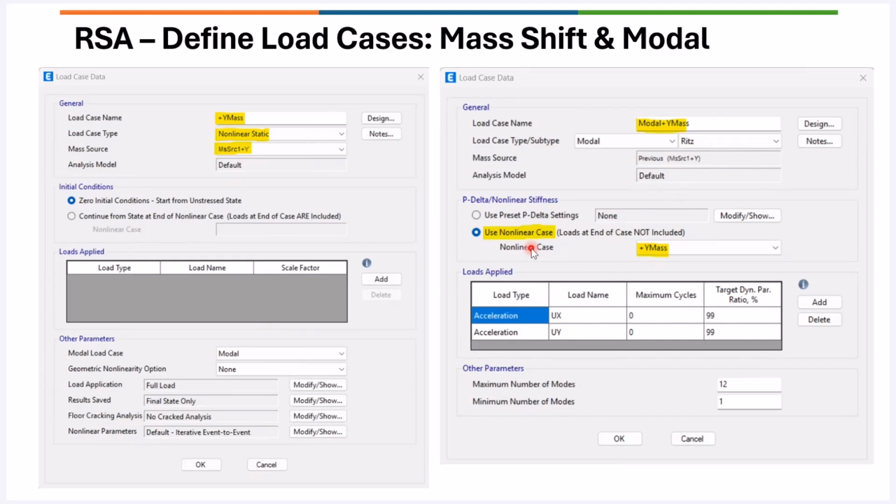I'm using Ritz here. It's okay. And then under the P delta nonlinear stiffness, in most cases it will be use preset P delta settings. That is, if any P delta settings are considered, that will be taken as the starting stiffness. But here we will specify this nonlinear case, which is this one. You can also see this mass source updated for this specified. It is the same model mass as previous. It's just a copy of it, and then we are updating it as a new case with these information.